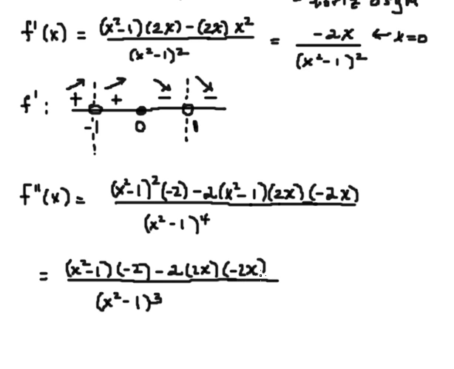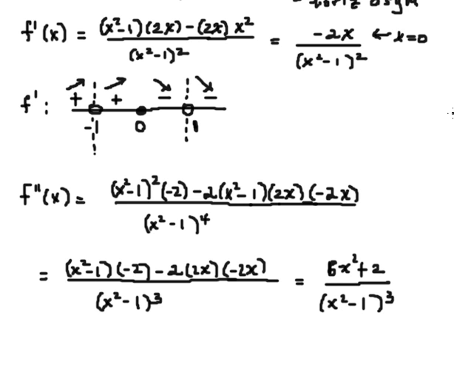And this simplifies, okay, and we get 6x squared plus 2 divided by x squared minus 1 cubed.